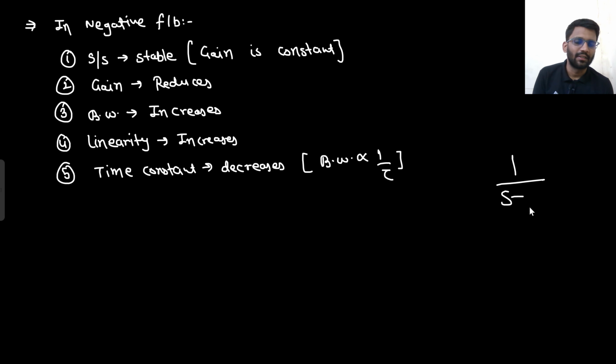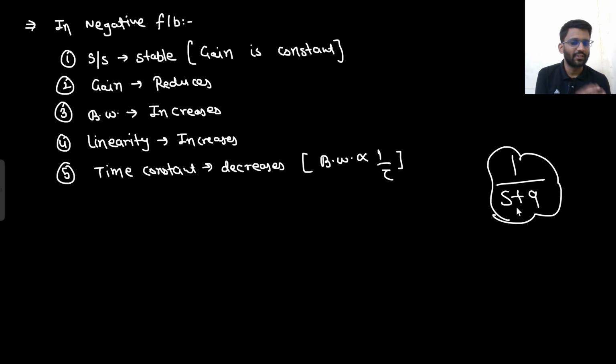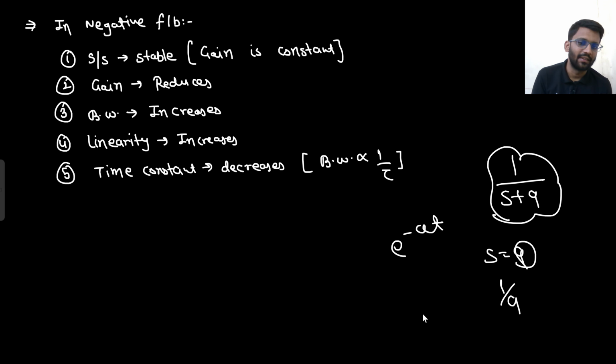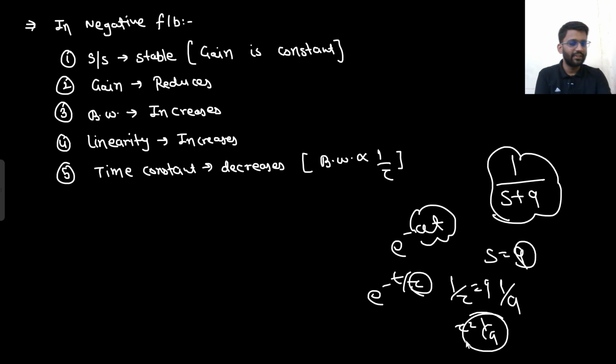Let's just assume this is your output, or transfer function. So what is the bandwidth? Bandwidth is A. What will be the time constant? 1 by A. And if you take the time domain version of this, what will you write? e to the power minus At. If e to the power minus At is there, so e to the power minus t by tau, this is the time constant. So 1 by tau is equal to A. So tau is equal to 1 by A.